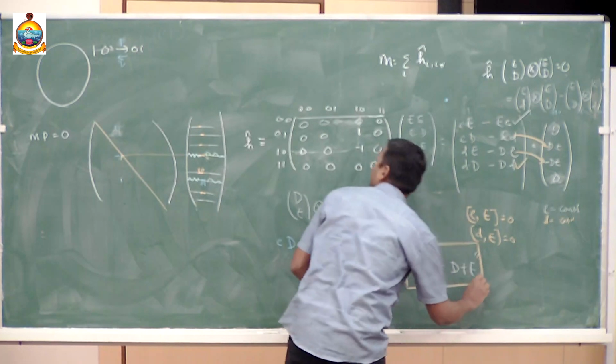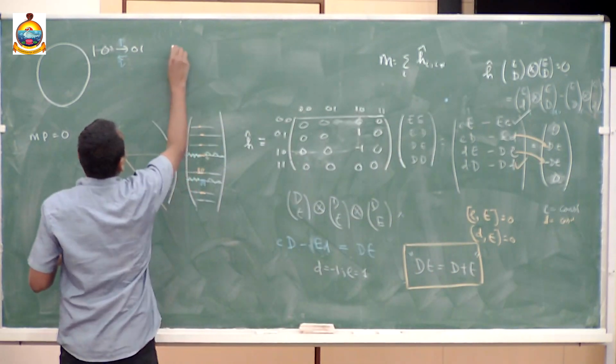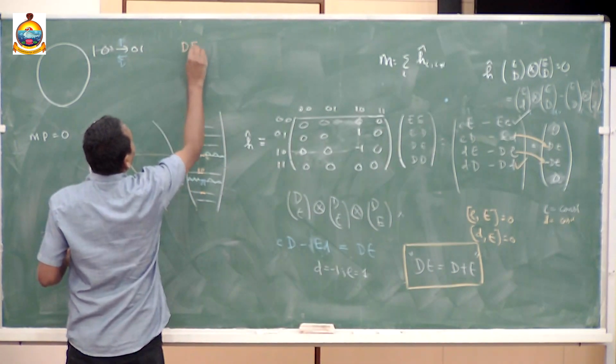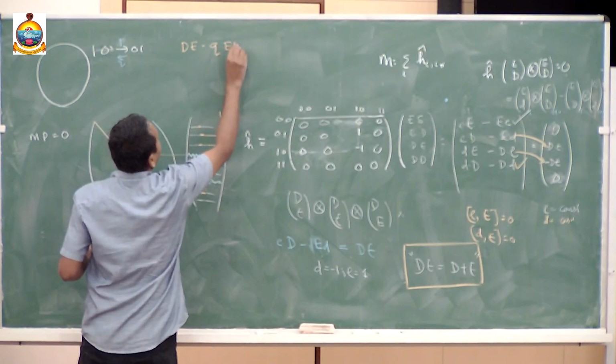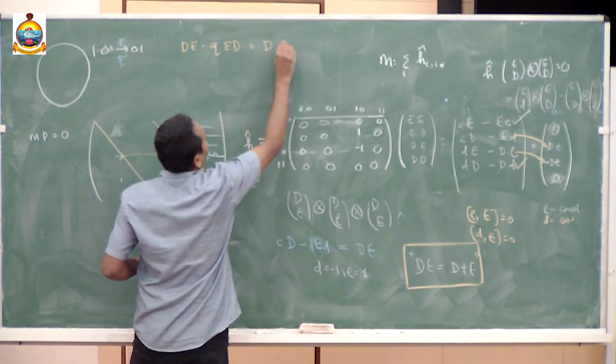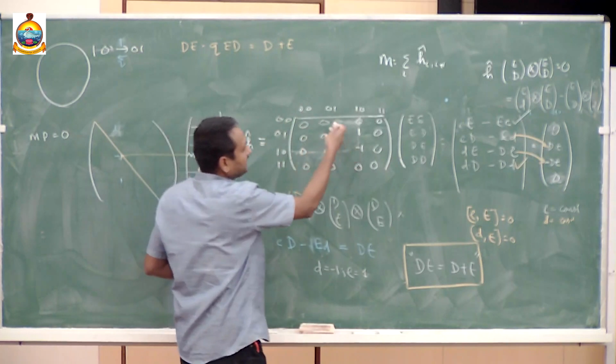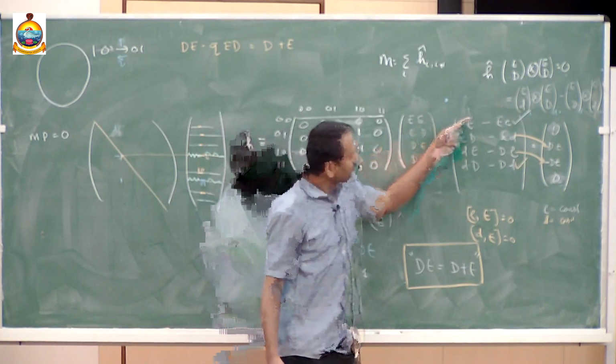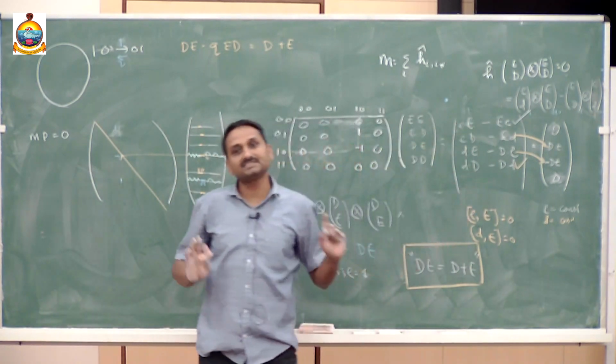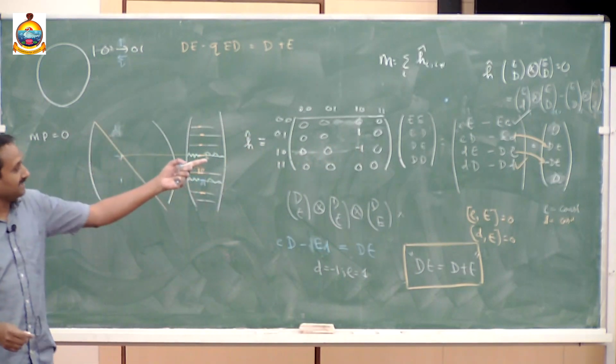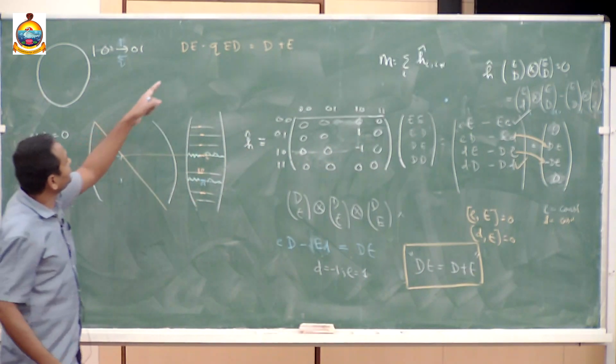DE equal to D plus E. If I have this one, now the equation will be DE minus QED equal to D plus E. Same procedure, you just put the matrices here, and this will be 0, this will be 0, and the scalar still works. You just try doing that, right? So this will be the equation.